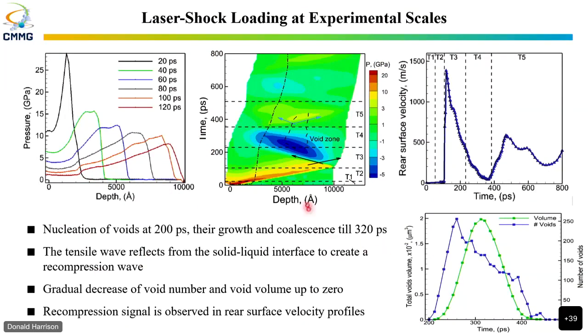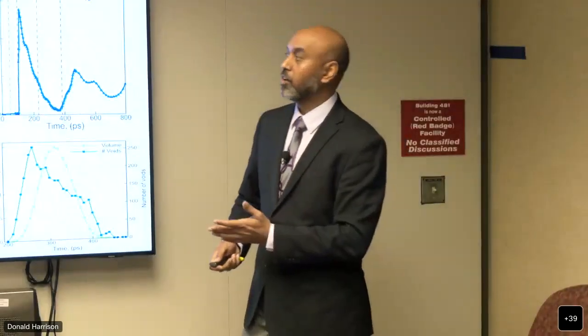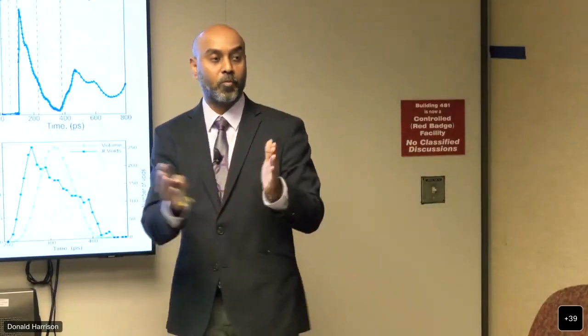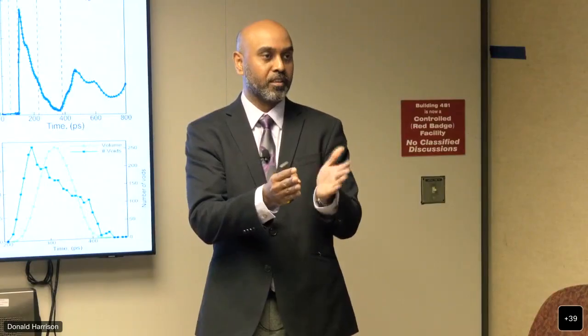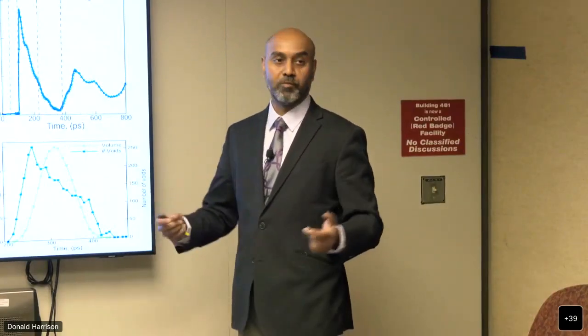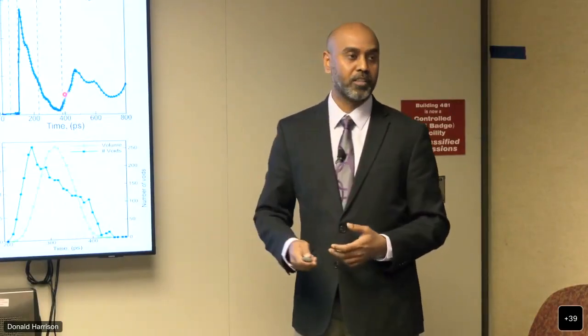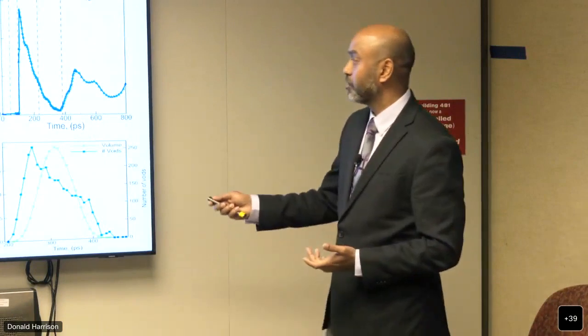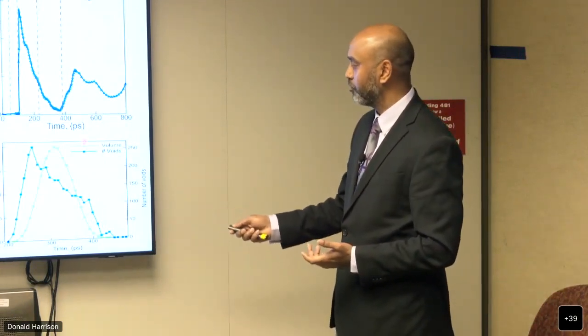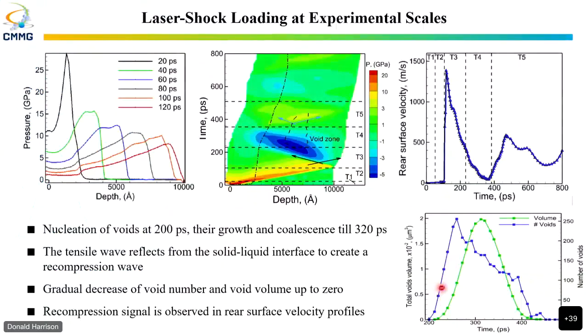This recompression gives you a signal in your rear surface velocity profile over here, because now you have another compression wave coming in. People have designed recompression experiments where a second impactor comes in, and the intensity of the wave stress depends on the impedance of the other material coming in. You have a solid-liquid interface, so the intensity of the wave is not as much, and you don't get a very high velocity in the recompression wave. But you can track the number of voids in the system and look at the void fraction over here, and you can see that the voids initiate at a certain time, reach a peak value, and then go back over here.